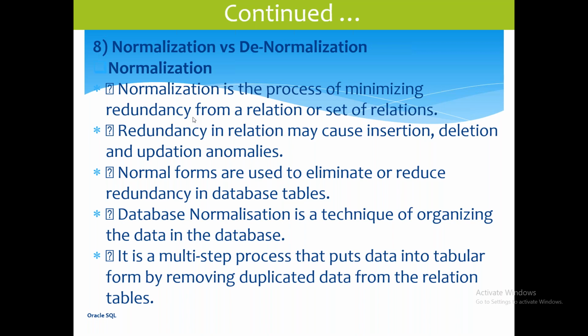In those cases we need to reduce all those unwanted things, or unwanted data. Those unwanted things are called redundancy in technical terms. So we can reduce or minimize the redundancy from a set of data, or set of relations, or set of tables. The process used for that is called normalization.